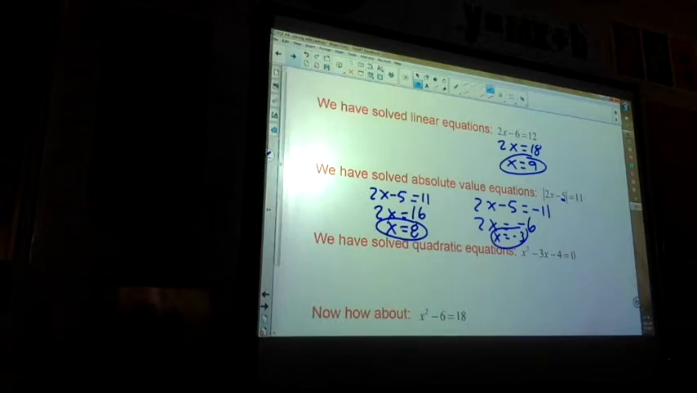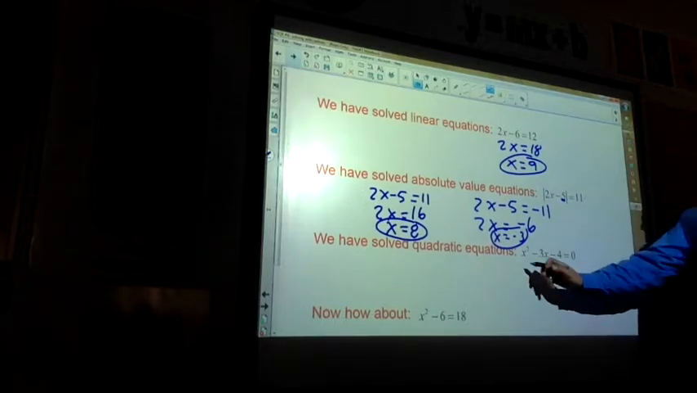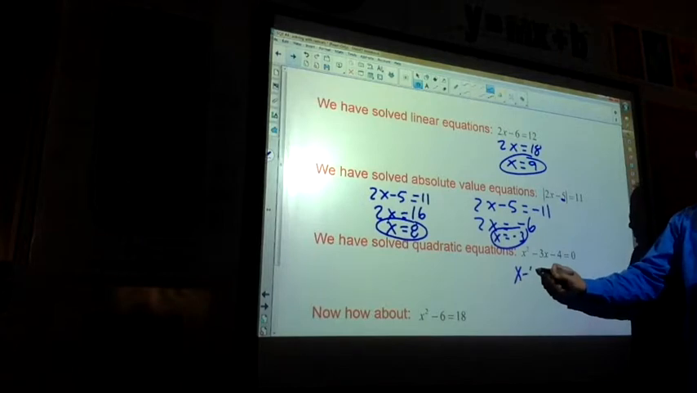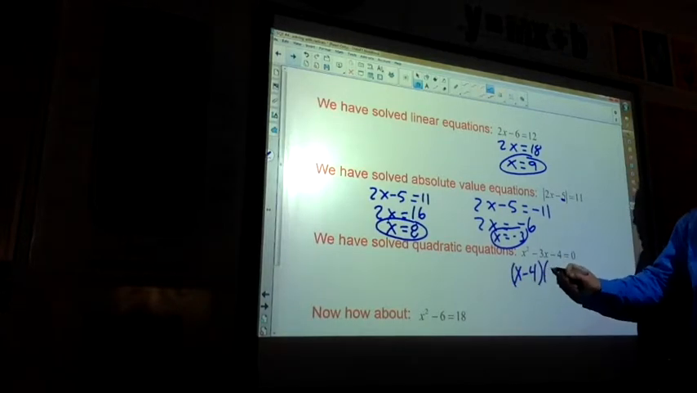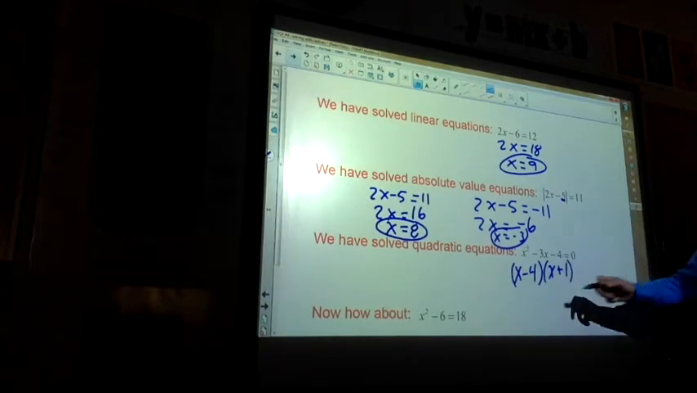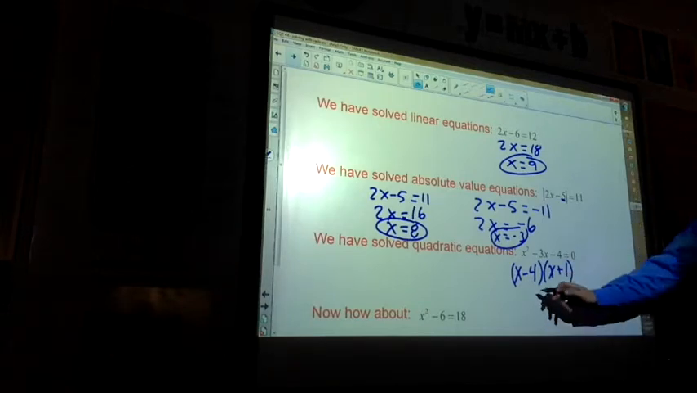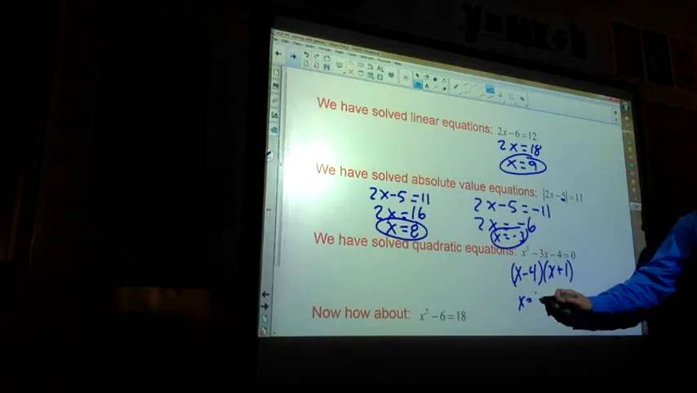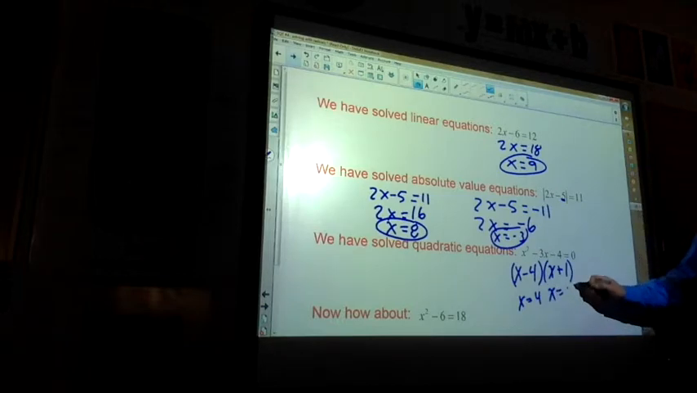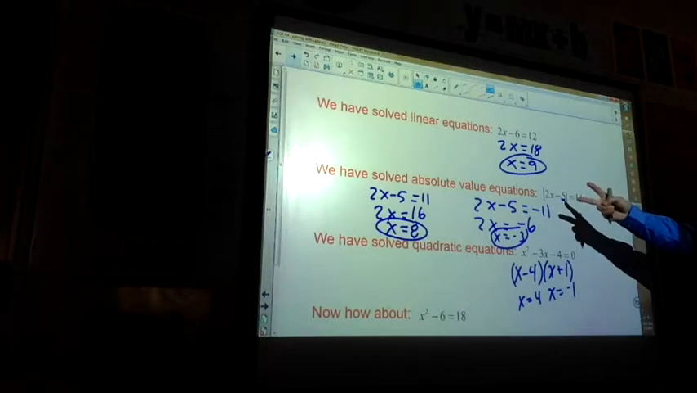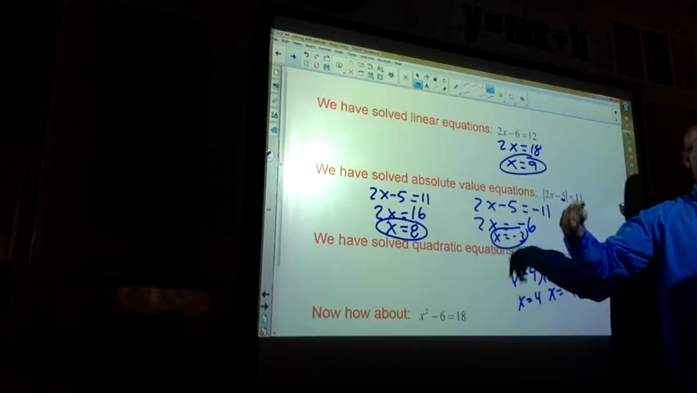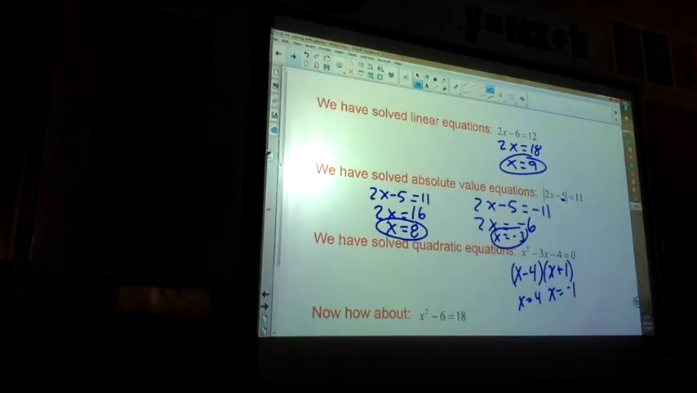And then we get to the quadratics, which we've talked about. So I'll factor this quickly. This is going to be x minus 4 and x plus 1. It would factor the way you know how to factor it, but I'm just, for sake of time, making sure we can do it. So this gives me x equals 4 and x equals negative 1. Okay? So notice the absolute value, you have 2 answers, but you're solving the linear. But it's because it's a distance. Quadratic has 2 answers as well.